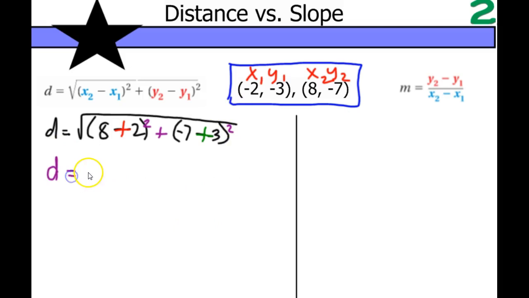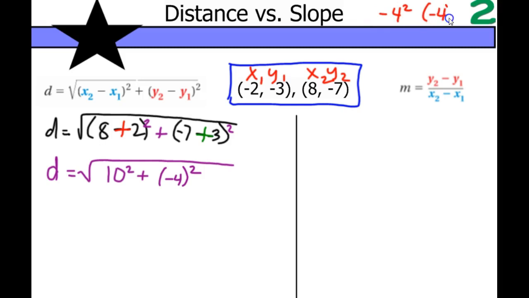So let's simplify our parentheses first. 8 plus 2 is 10. So I have 10 squared. Negative 7 plus 3. Be careful here, it's not negative 10. There's more negatives, so it's a negative 4. We're subtracting. Squared. Now notice I had this negative 4 in parentheses because negative 4 squared is very different than negative 4 squared without parentheses.